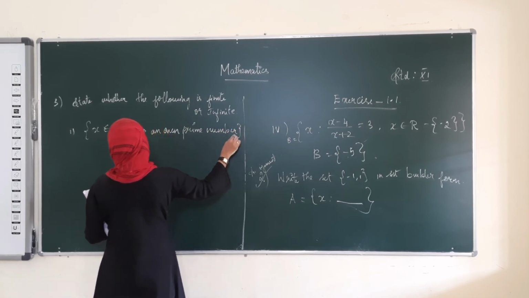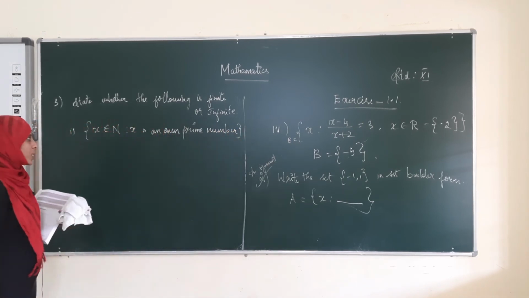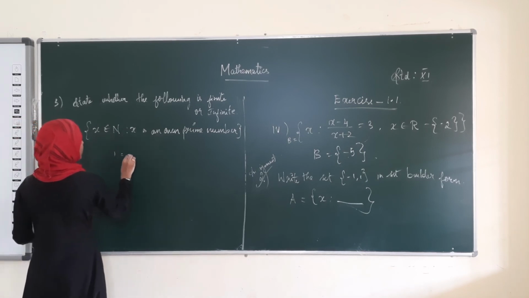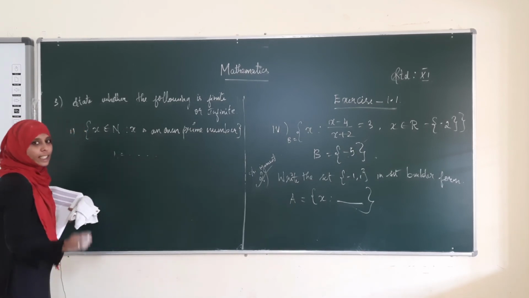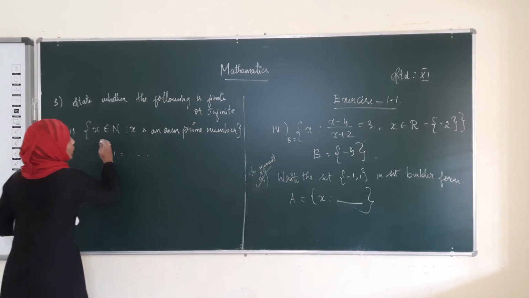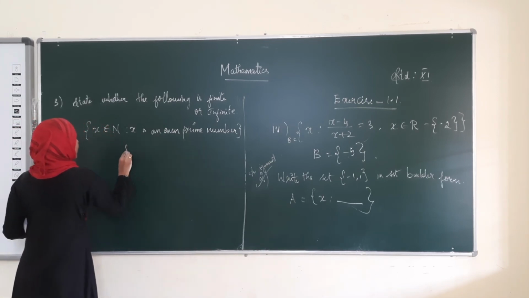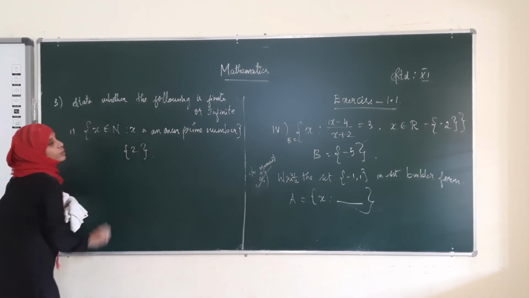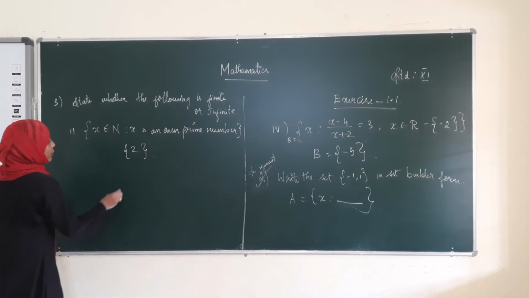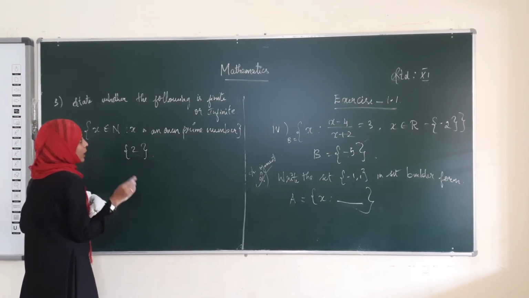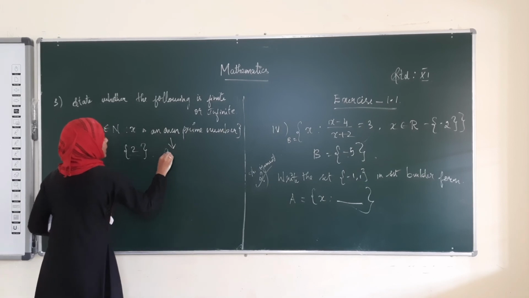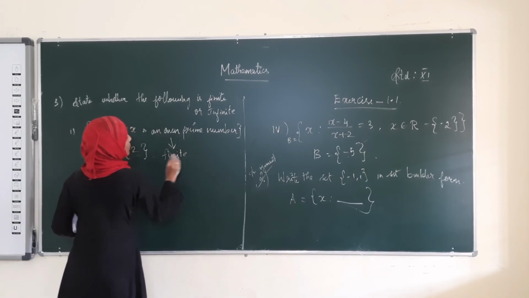x should be what they have given. x should be a natural number. Natural numbers from 1 up to and so on. x is an even prime number. We know the only even prime number is 2. Therefore, we can say the number of elements is 1. Therefore, this is finite. This is a finite set.